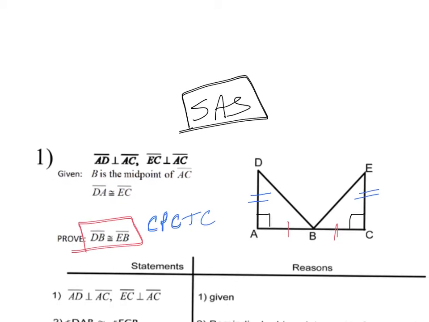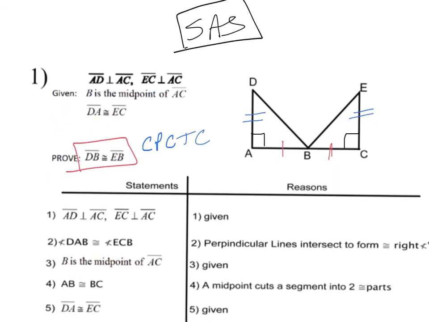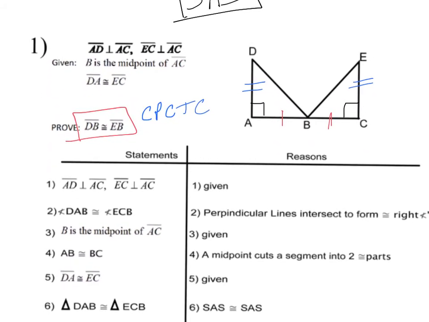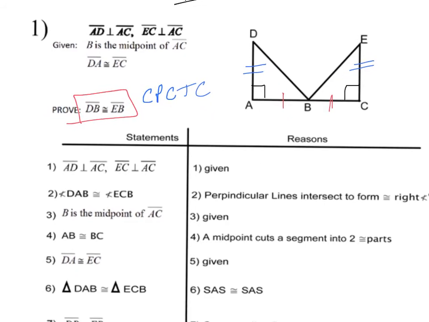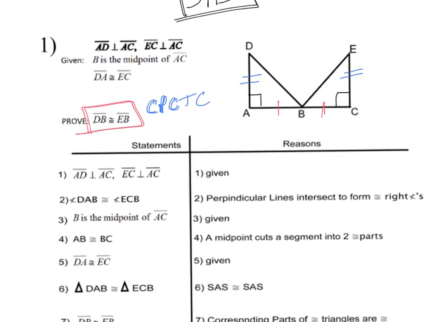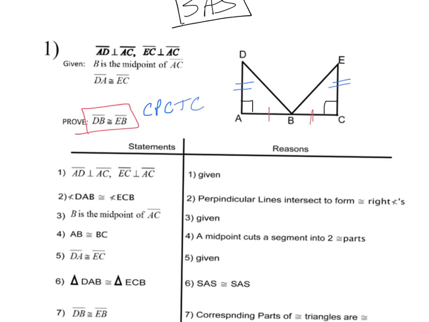Now, to write out this proof, this is what it would look like. I'm pretty sure you guys are all okay with the first part. So, the givens, perpendicular lines intersect to form congruent right angles. B is the midpoint, which is given. AB is congruent to BC. A midpoint cuts a segment into two congruent parts. DA congruent to EC given.